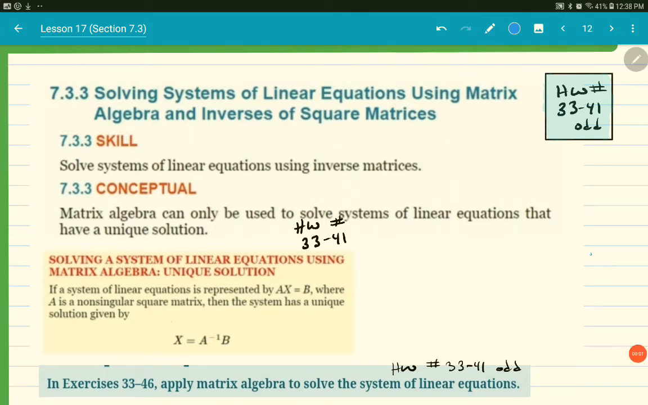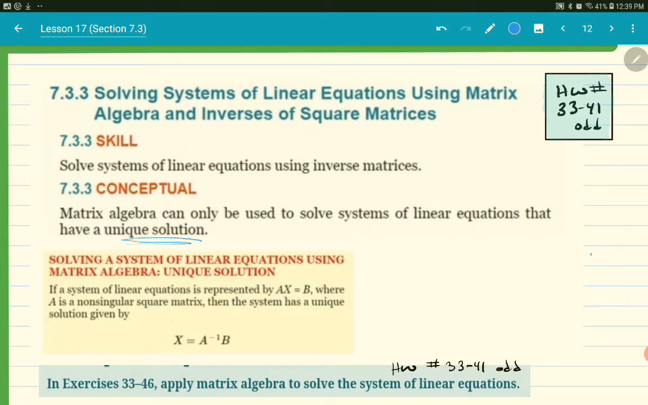All right, so our grand finale is 7.3. We've been doing all this to work up to being able to solve systems of linear equations using matrix algebra. So that involves using our inverse of square matrices also. Notice this only works if we have a unique solution. It only works if our matrix is square, so we have the same number of variables as we do equations.